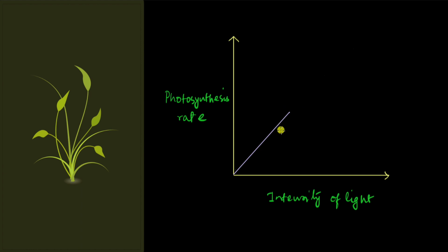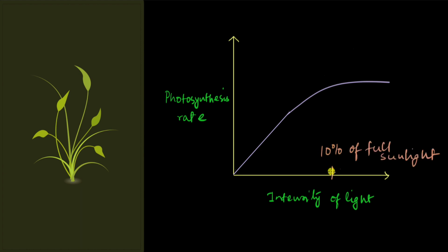Well, it's true that initially when there is low intensity of light, the photosynthesis rate varies linearly with the intensity of light. But as there is more and more intensity of light, what happens is the photosynthesis rate stops increasing and then just gets saturated. So the photosynthesis rate typically gets saturated at only 10% of full sunlight.